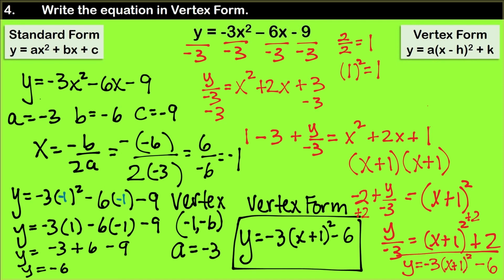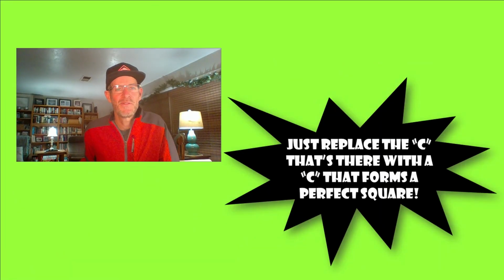So as you can see, the vertex form of the equation that we got by using completing the square matches the vertex form of the equation that we got by using x equals negative b over 2a and plugging that x value back into our equation. I hope that this video helped you understand how you can change an equation that's in standard form into vertex form by completing the square.